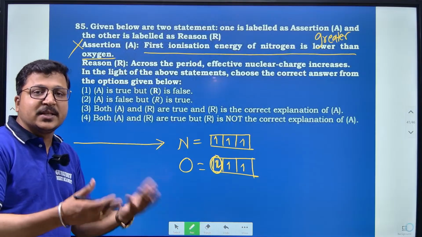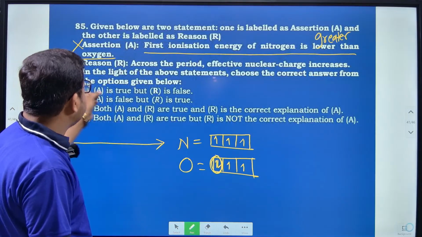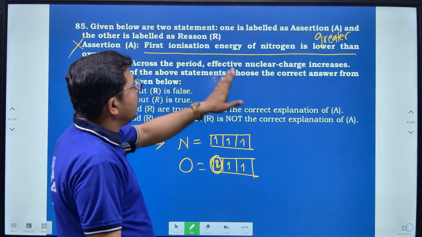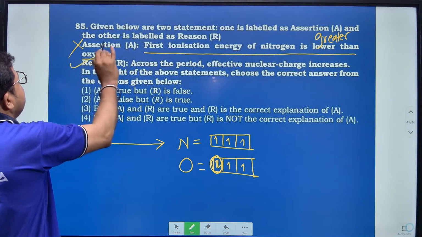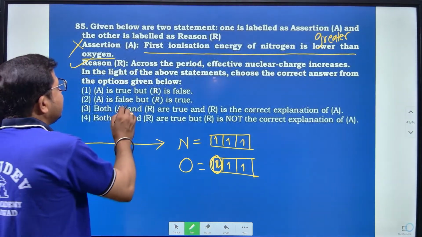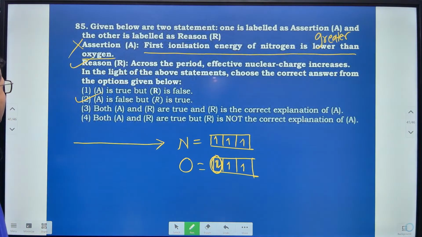Nucleus, because inside the nucleus only the number of protons are present, right? So for that reason, as we move from left to right, the effective nuclear charge increases. Hence, the reason is right. Therefore, the assertion is false and the reason is true. Hence, the right option is option number 2.